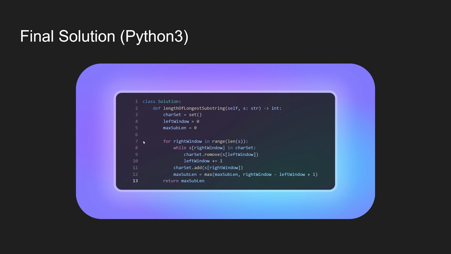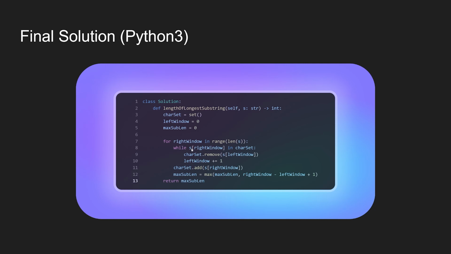And now the loop: for right window in range of length of S. S is the string that's up to 5,000 characters long. For right window, we want to make sure that we are checking every single character in the string. So right window will move all the way from the very beginning to the end of the string, and we can use that as our iteration variable.